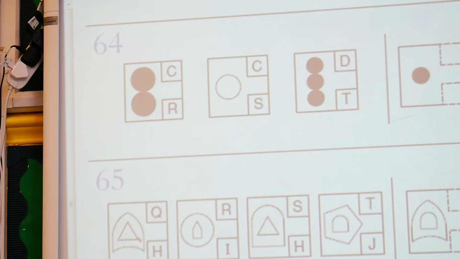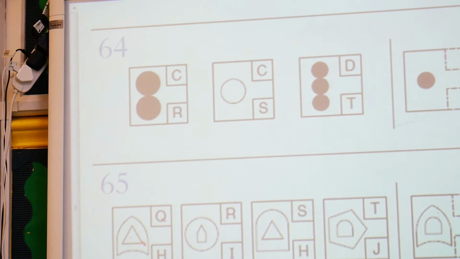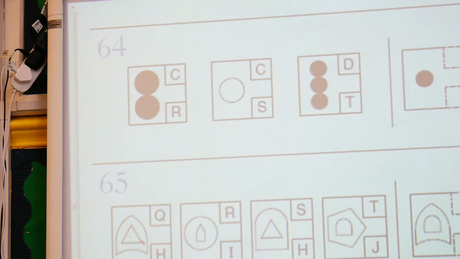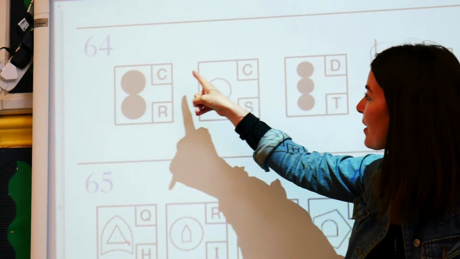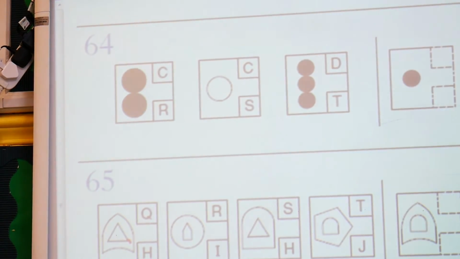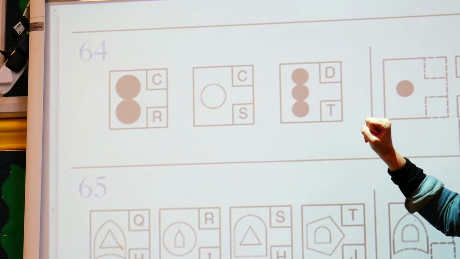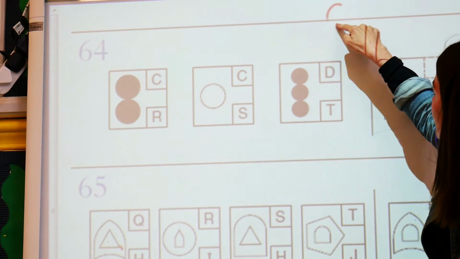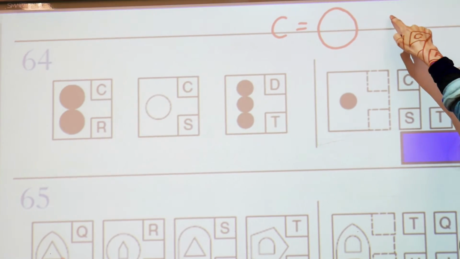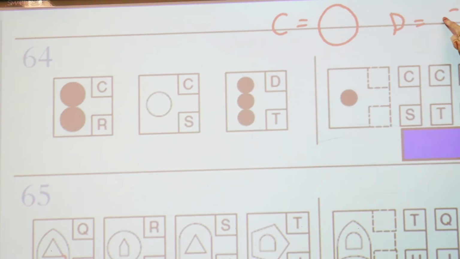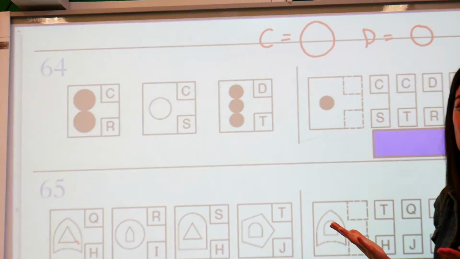So we now have to look about, okay, what can we see that's the same between these shapes? So I've got 2 C's. So I think probably with the C's here, the only thing that I can see that is the same is the size of the circle. Because D here, we've got these slightly smaller circles. So I think C is going to be representing a slightly bigger circle, and D is going to be representing a slightly smaller circle.